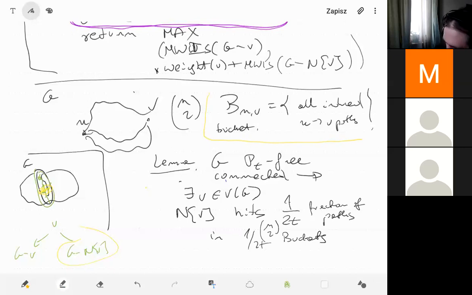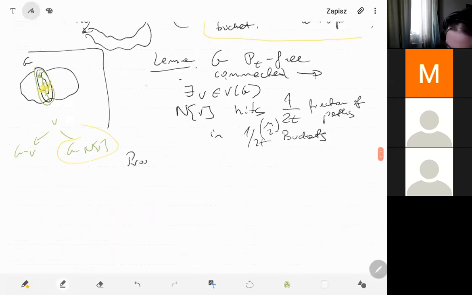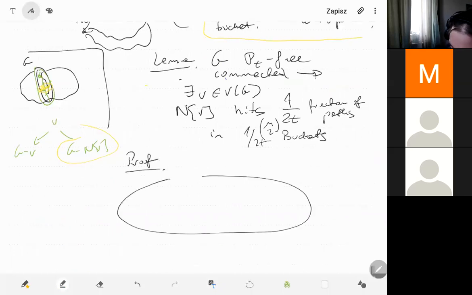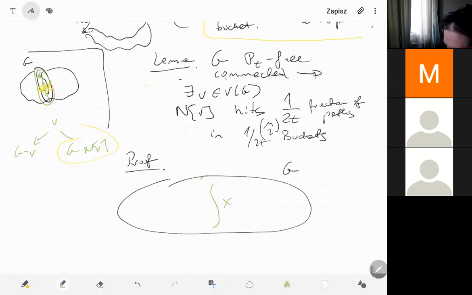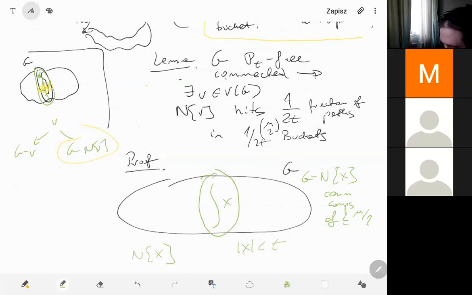Okay, and this lemma is actually pretty obvious. Let's prove it. Let's take this balanced separator. So this is the graph G. There is the path x of size at most, actually less than, T. And this is the neighborhood, such that for N of x, G minus N of x has connected components of size at most n half. Okay, so they're less than half up there. And now look that N of x hits, I mean hits means intersects, all paths in at least half of the buckets.